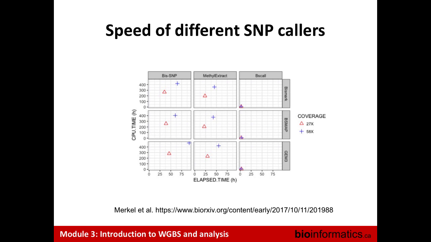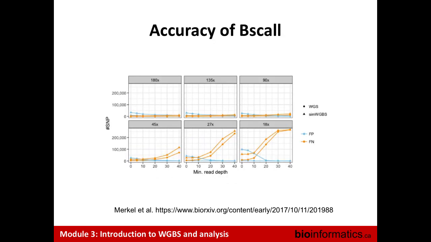The GEMBS paper also implements an efficient SNP caller as part of their package. So here you have the three different aligners, BISMARK, BSMAP, GEM3, which is the aligner that's used by GEMBS. And it again plots, it's very efficient in terms of the resources and the time it takes to call SNPs. Again, if we trust their figures, this is what they report in terms of the accuracy of their SNP calls in this data.